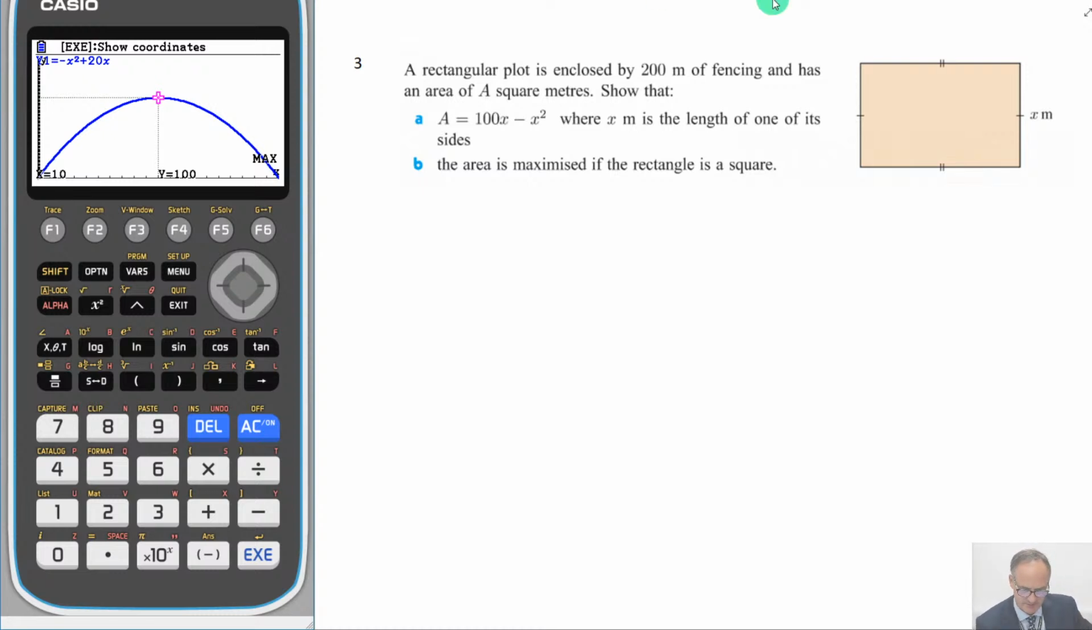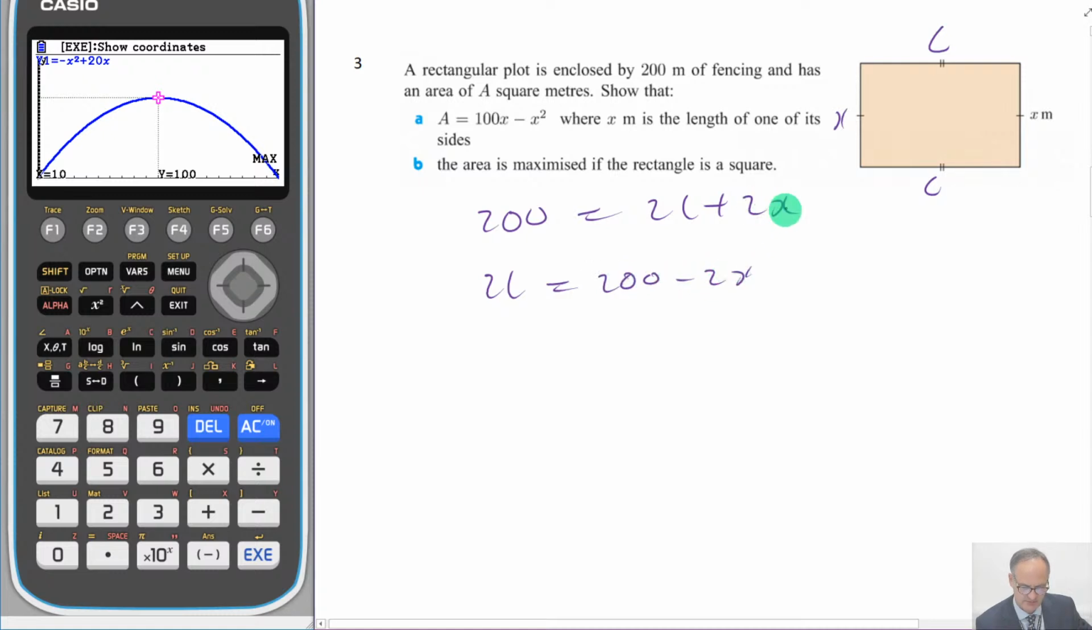Okay, so let's have a look at this. There's a bit of algebra involved in here. If we make this length here L, then we know that we've got 200 must equal L plus x plus x. So it's 2L plus 2x. So therefore, we can find out what L is, because notice the area is just in terms of x. So L must equal 200 minus 2x. Take 2x from this side and this side. Divide throughout by 2 to get just L.